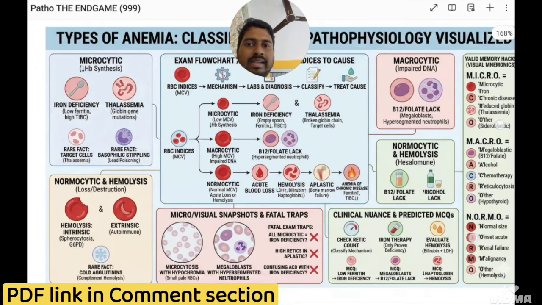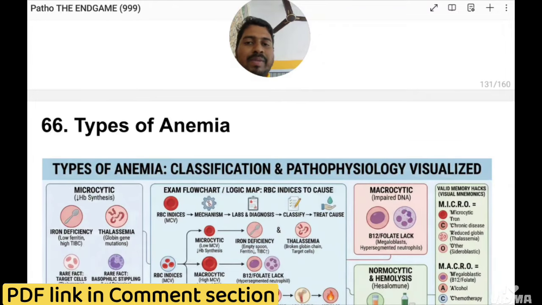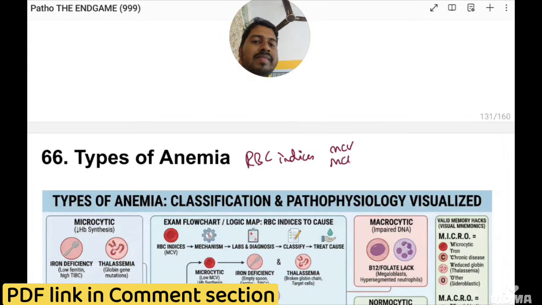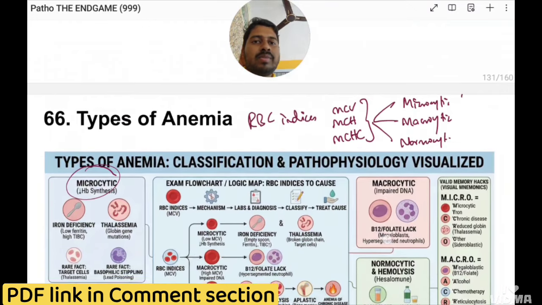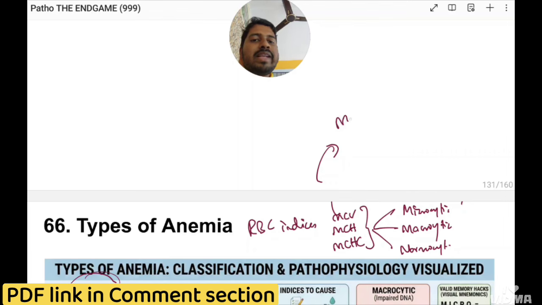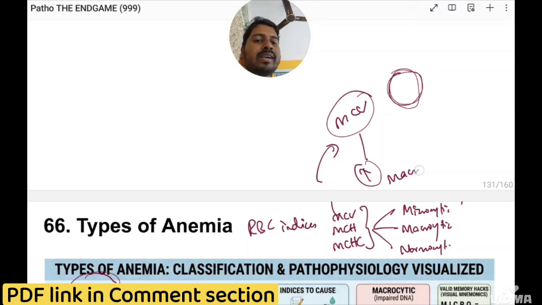So see here, anemia, when you classify anemia, okay, based on RBC indices. What are RBC indices? MCV, MCH, MCHC. Based on these three, it can be classified into three categories. One is hypochromic microcytic anemia, macrocytic anemia, and normocytic, okay. This is microcytic, okay. So microcytic means the cell size is small, okay. So MCV, what is MCV? Mean corpuscular volume, that is the volume of the RBC. So this tells us if MCV is high, it is macrocytic. If MCV is low, it is microcytic, okay.